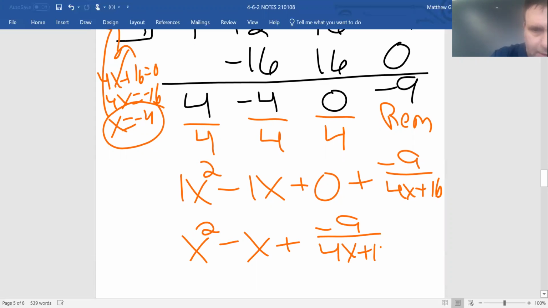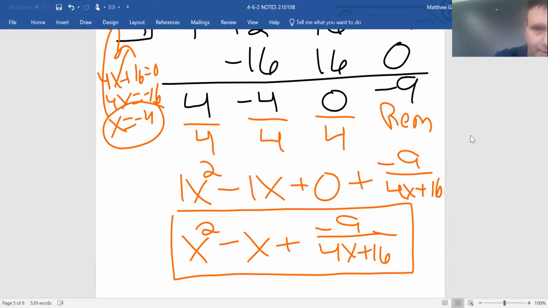Okay, so to be clear about something about the remainder, we never use a minus sign here. It's always plus what the remainder is. So it's always plus a positive or a negative. In this case, it's a negative.